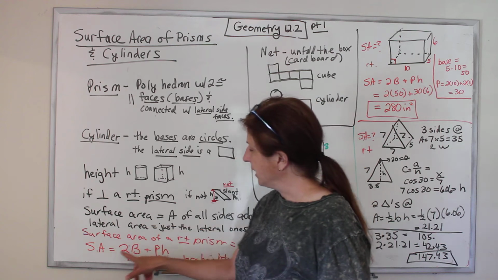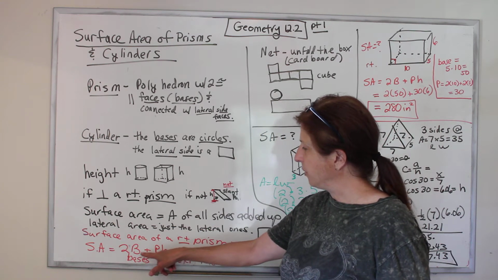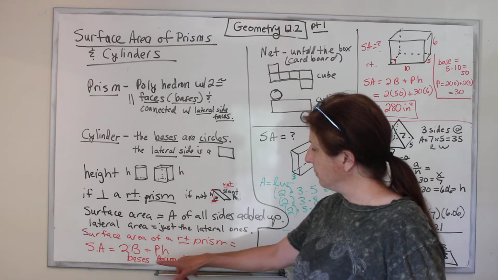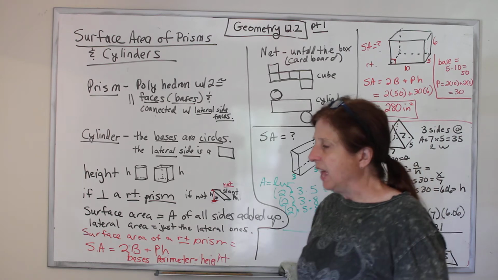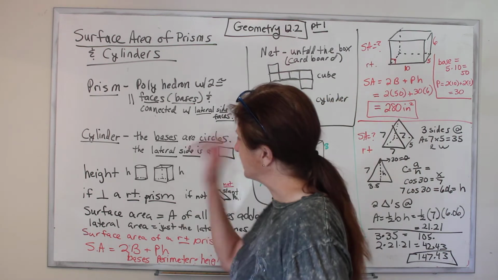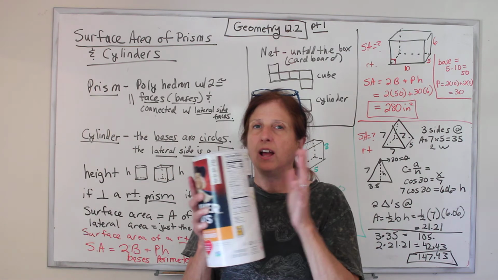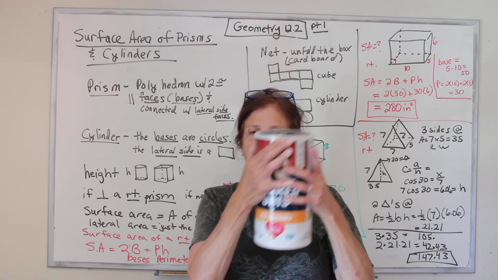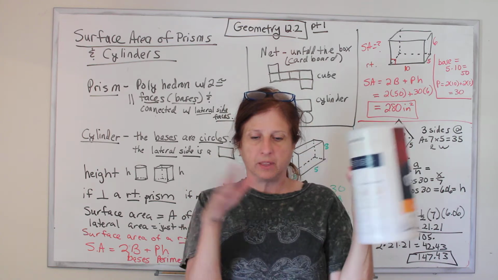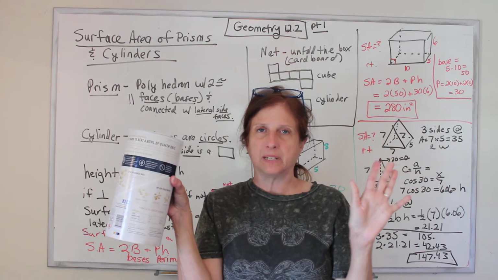The surface area is 2 times the area of the base plus the perimeter times the height. And if you think about it, you can kind of see it better with the oatmeal. If I'm getting the lateral area of the lateral sides, imagine that I cut this open and it then folds out to be a flat piece of paper.